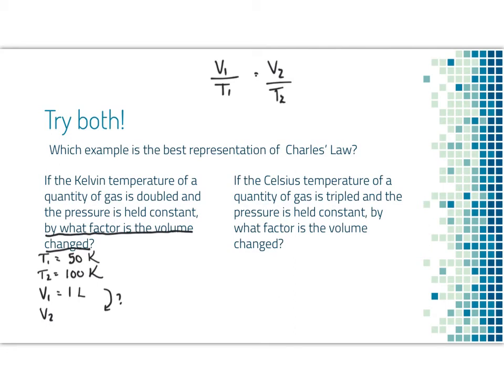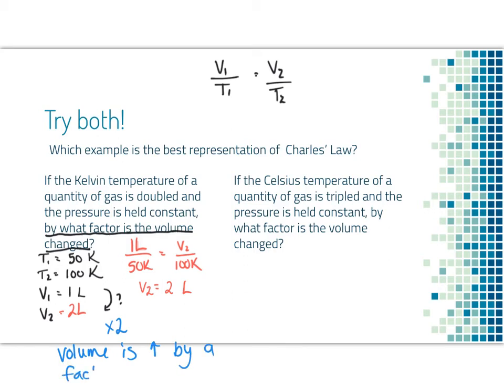All right, so 1 liter over 50 Kelvin is equal to V2 over 100 Kelvin. To solve this, I have 1 times 100 divided by 50. V2 is 2 liters. So what did we do to our value to go from 1 liter to 2 liters? What did we multiply by? We multiplied by 2. So by what factor is the volume changed? The volume is increased by a factor of 2.